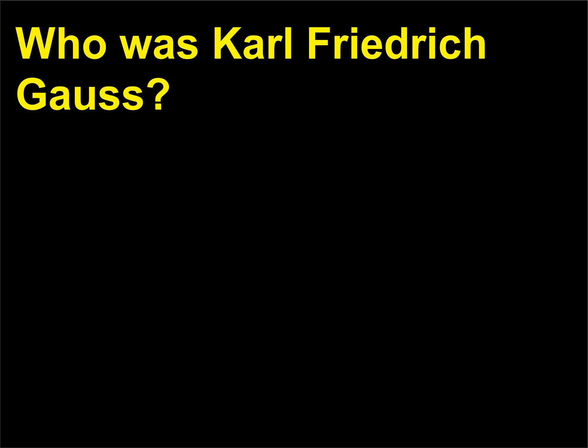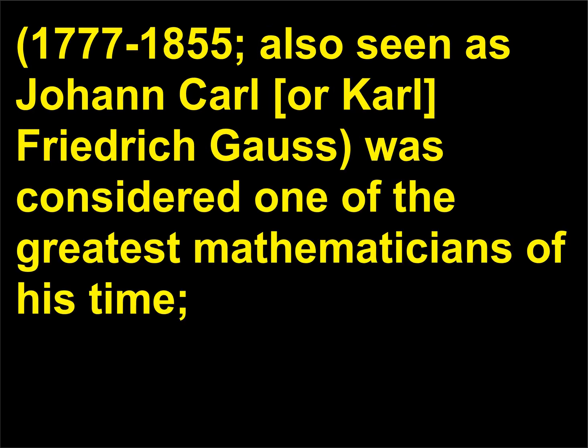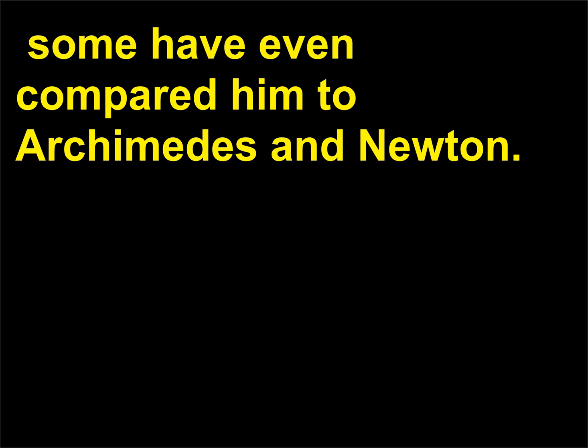Who was Carl Friedrich Gauss? German mathematician, physicist, and astronomer Carl Friedrich Gauss, 1777 to 1855, also seen as Johann Carl or Carl Friedrich Gauss, was considered one of the greatest mathematicians of his time. Some have even compared him to Archimedes and Newton.